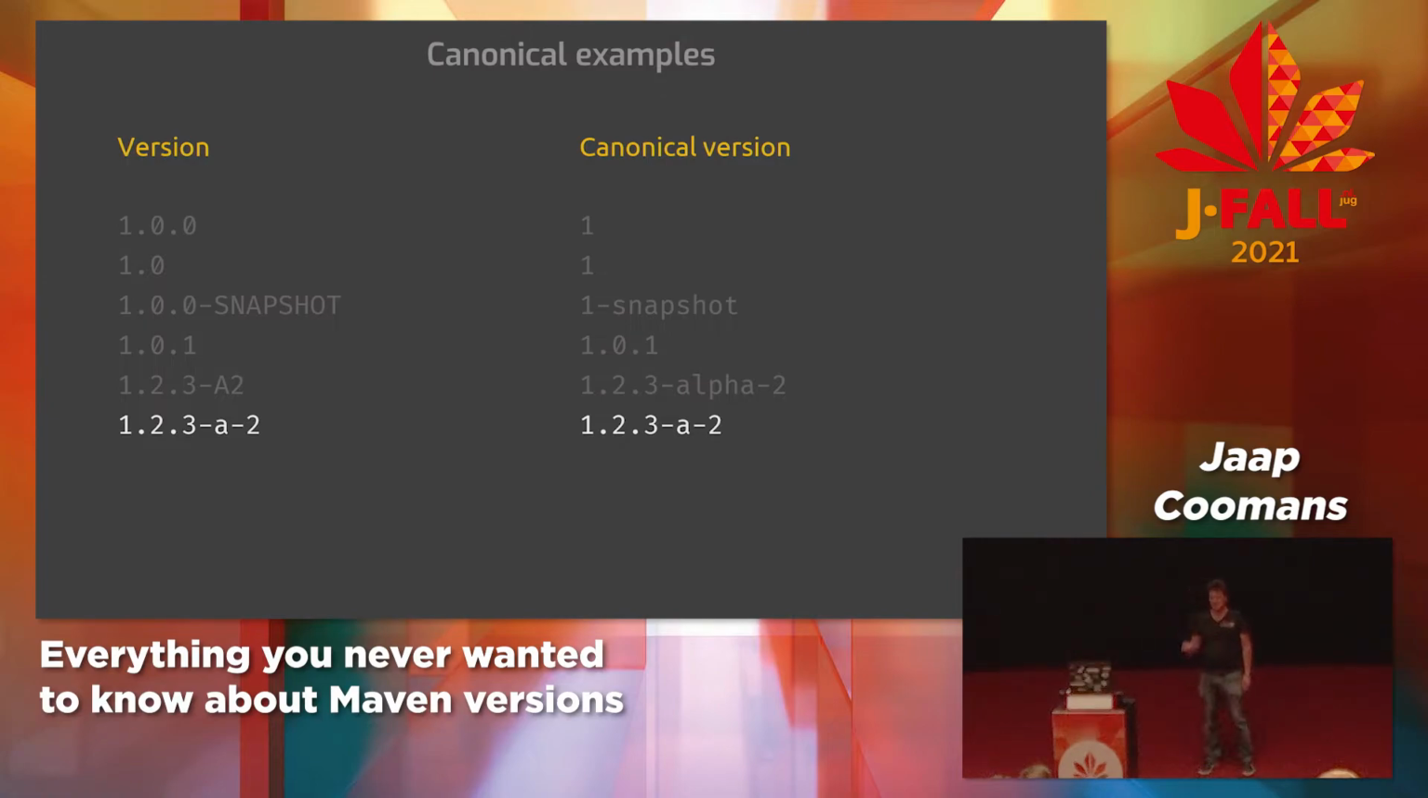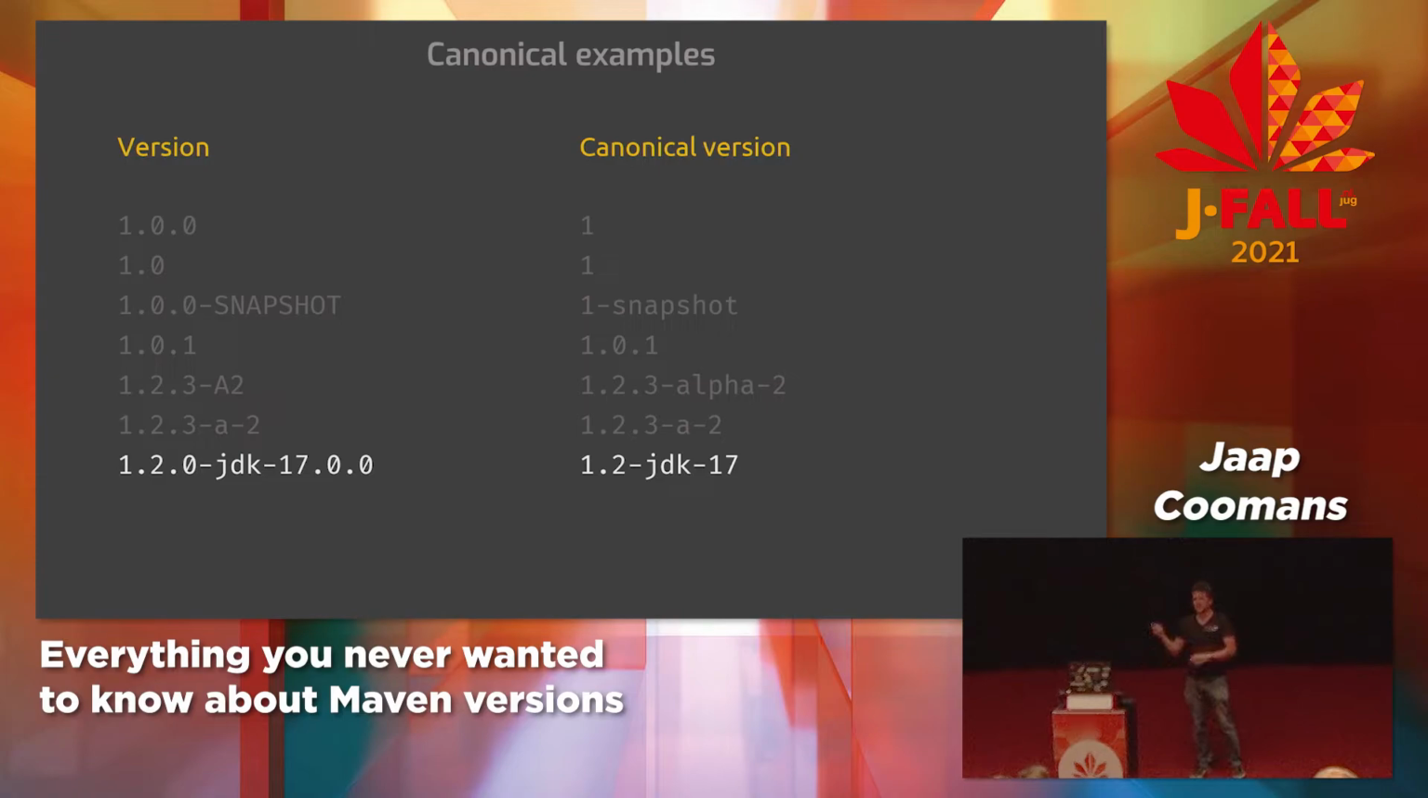Exactly. There's no number directly after the A, so it's not replaced with alpha. So this will actually remain the same. Good, so maybe you have a version that's built up of your own version and a version of some external tool. For instance, JDK 17, in this case. So it will strip off the trailing zeros per group. So of the first group and of the second group. So you get this, 1.2-JDK-17.